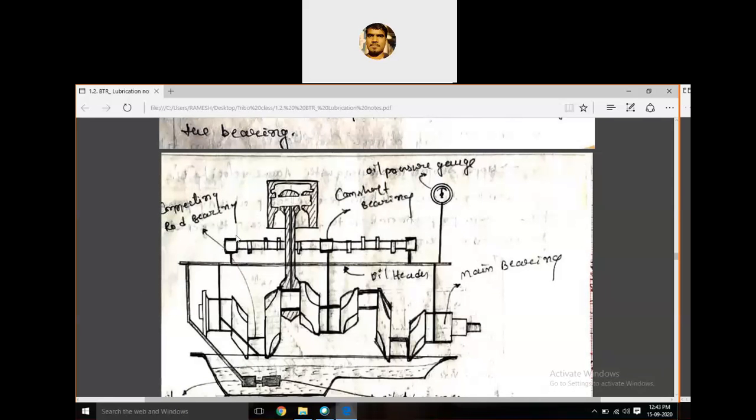Here, a considerable portion of the heat generated in the bearing, of course because of the continuous operation, can be carried away by the lubricant. Means by using this, we can carry out the heat. So this is suitable where the bearing operates at high speed and with considerable load. Means where high speed is there and also more load, you can consider this.